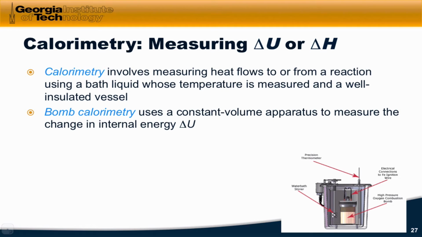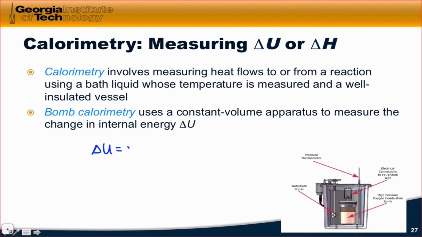Bomb calorimetry in particular uses a constant volume apparatus to measure the change in internal energy U. So remember from the first law that delta U is equal to Q plus W. But if the volume is constant, well then negative P delta V or negative P dV, the infinitesimal work, must be zero, right? So in that case, Q, which we can measure by measuring a temperature change in the bath liquid, is simply equal to delta U. And so bomb calorimetry and that heat evolved or absorbed is a measure of the change in internal energy for the process.